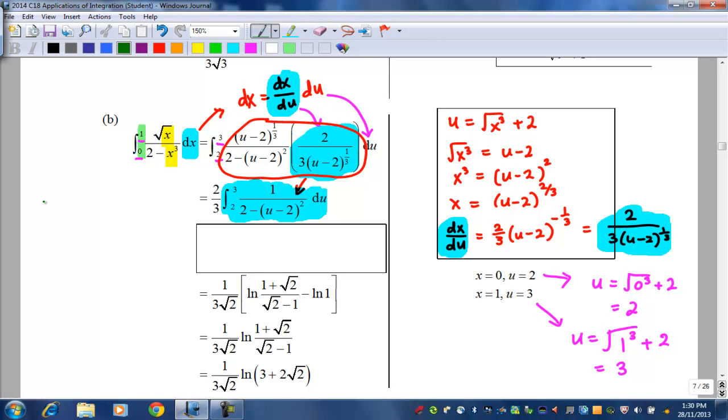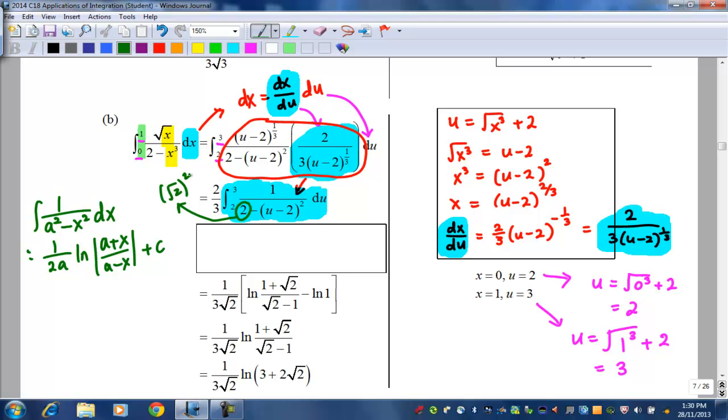So in fact, one of the formulas that we have learned is integrating 1 over a squared minus x squared dx gives us 1 over 2a ln of modulus a plus x over a minus x plus c. So in this case, this 2 here, we can see it as root 2 whole thing squared. So in other words, yes, it is in this form. We can actually proceed to use this formula to evaluate this integral.